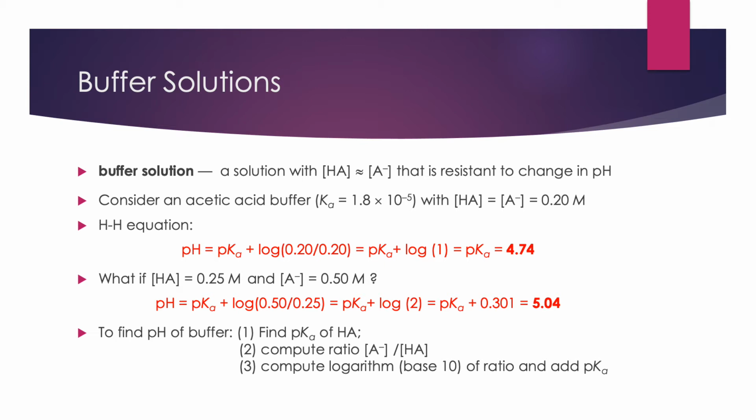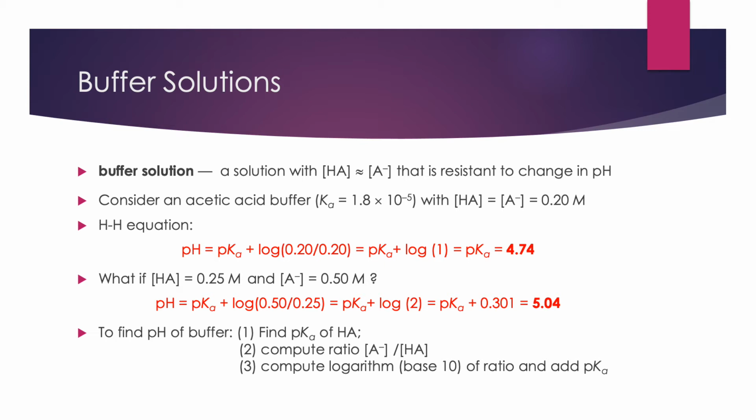Now, you might ask, what happens if those two quantities are not present in equal amounts? What if I have 0.25 molar of HA and I have 0.5 molar of A minus? So this may be where I take some acetic acid and I mix it in a solution to make it 0.25 molar in the acetic acid, and then I add some sodium acetate into the solution. So I'm adding A minus without adding any more acetic acid. And I add enough sodium acetate to that solution to make a 0.5 molar solution. That's how I might create this.